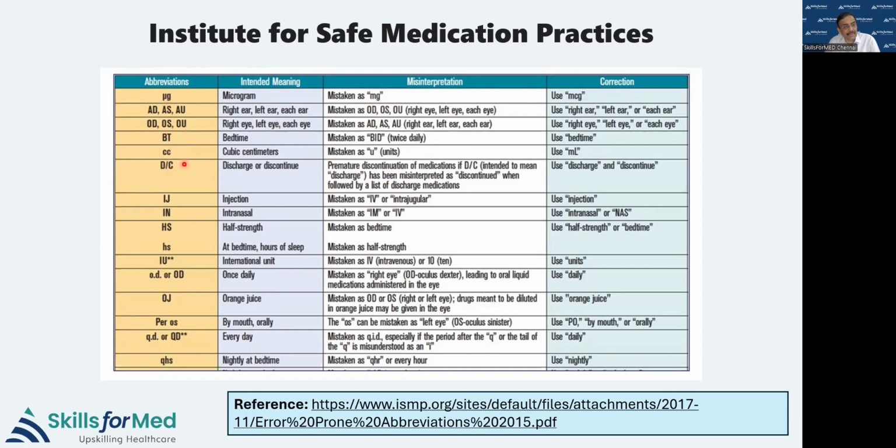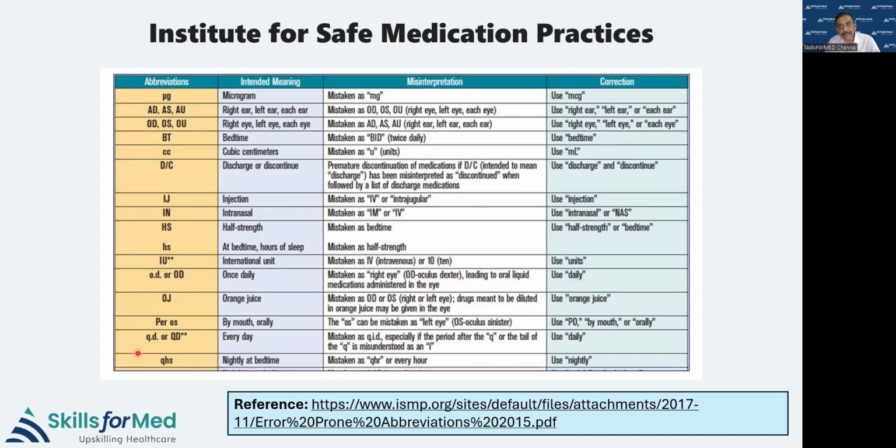Okay, so like that, there are several. I'm going to take up this injection, IJ or inj, mistaken as IV or intrajugular. Therefore, use injection like that. Okay, and most important is IU, international unit, mistaken as IV or 10. Okay, always use daily. And we write this OD quite a lot. Once daily, that may be mistaken as right eye because ophthalmologists use this. OD means oculus dexter. OL means, what is the opposite of dexter? I think it's AU, was it? AS. Any of these things is not to be recommended.